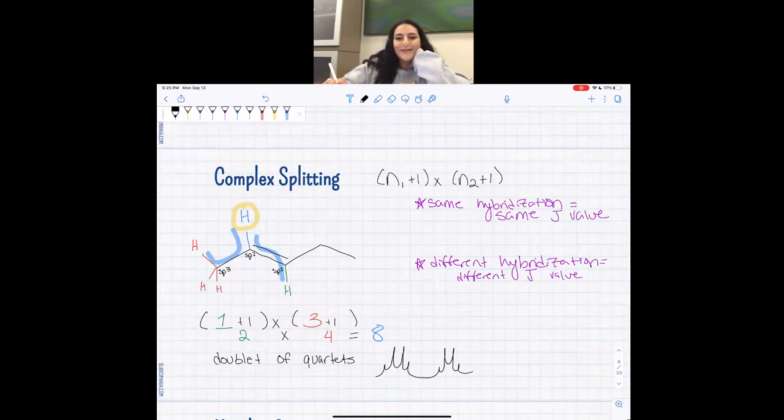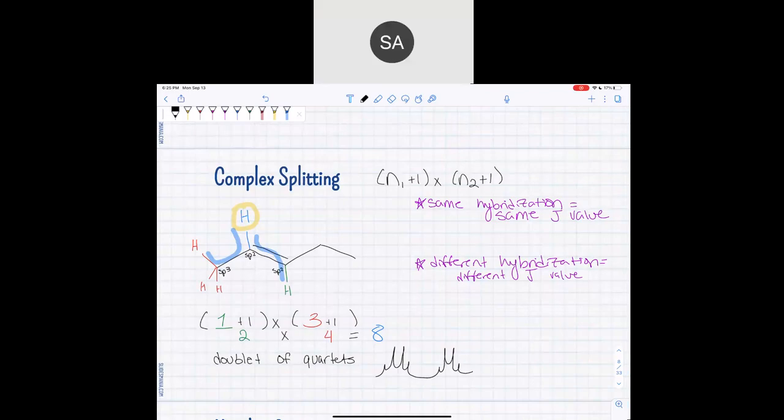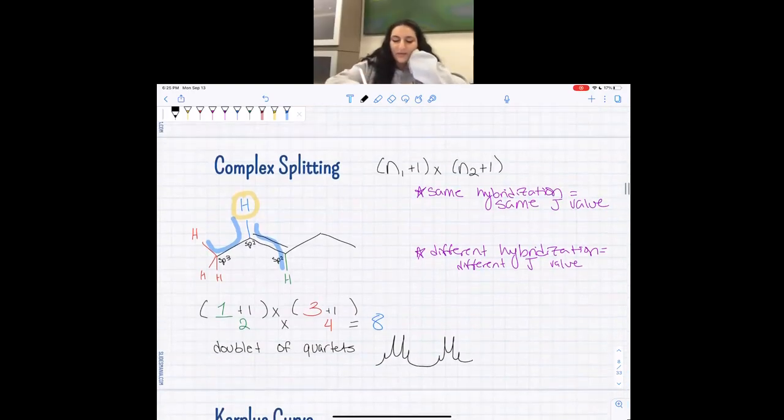So there are still 8 peaks, but they're split up into 2 quartets rather than 1 octet. Somebody asked if they needed another tree. No, you don't have to reproduce the tree. So what would the question ask? The question will ask you something like, what is the multiplicity for H? And it'll tell you like this one.